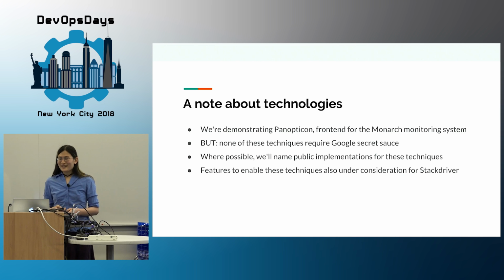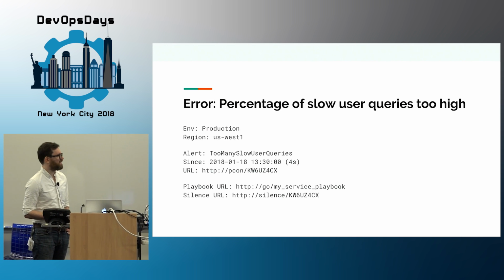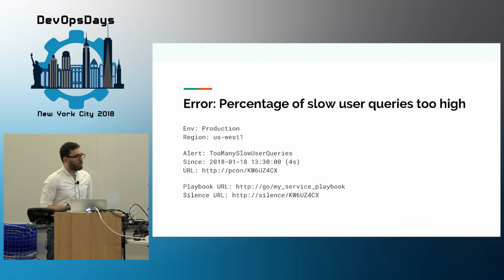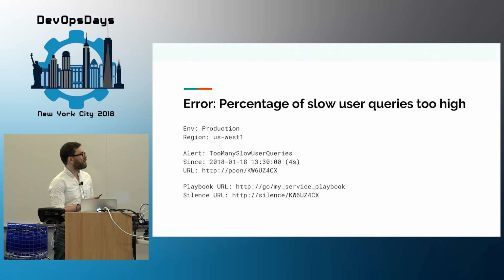So Adam, your pager goes off. This is where I step in. I'm an SRE, so I get paged about these things. On my machine, I might receive something roughly like this. It says, there are too many slow queries, and it looks like that's happening in US West 1. But that's really all I can tell at this point. I don't really have very much context.